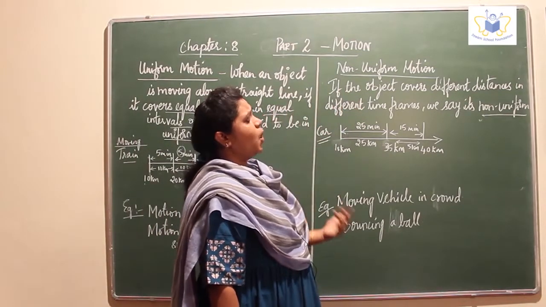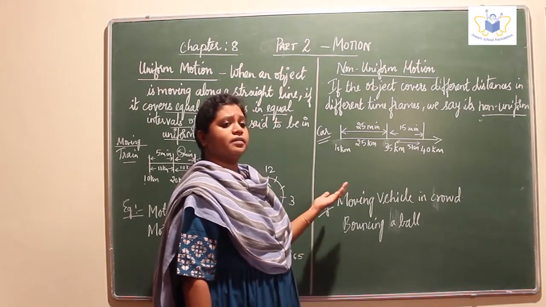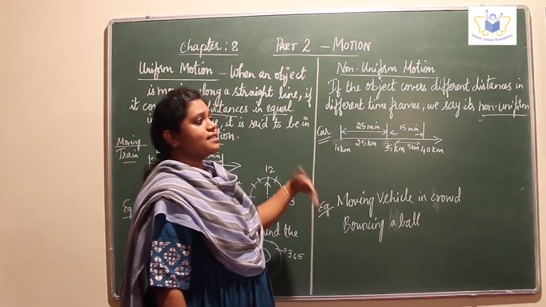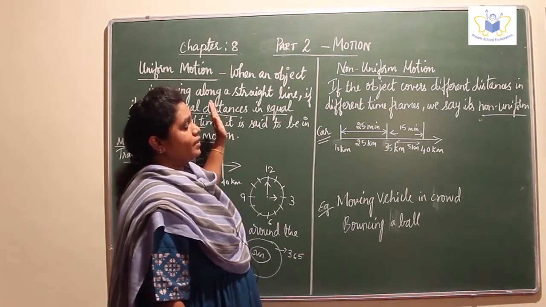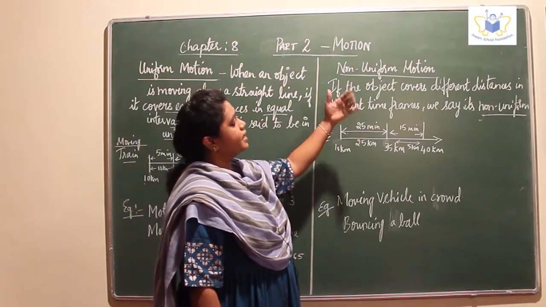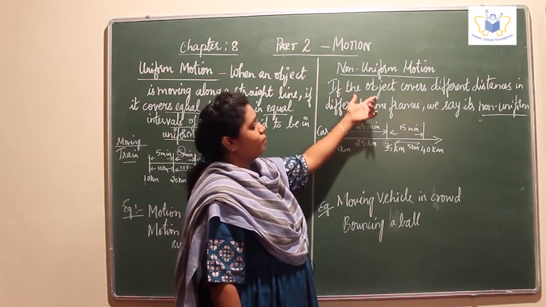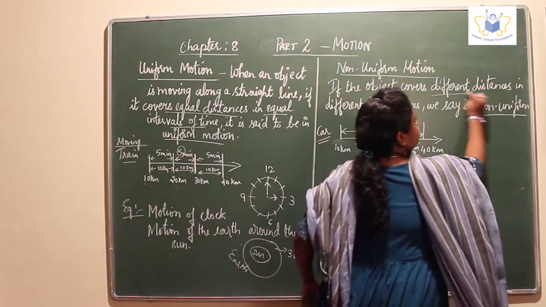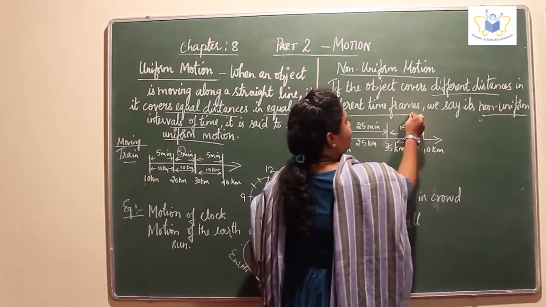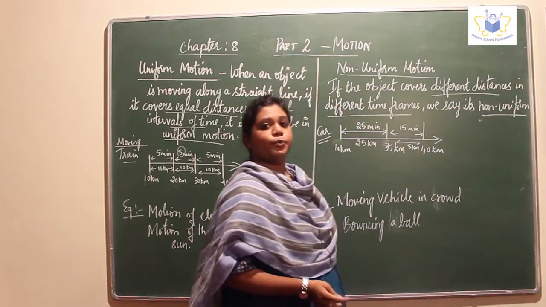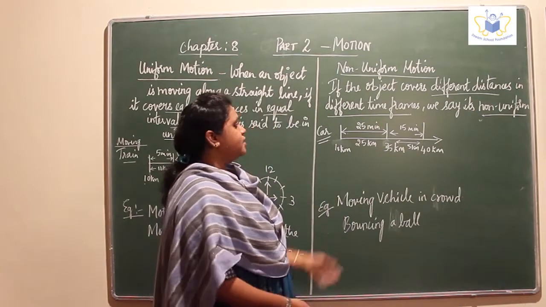Next, what is non-uniform motion? Non-uniform motion means it is different, correct? Uniform is the same, but non-uniform is in a different way. So if the object covers different distances in different time frames, we say such motion is a non-uniform motion.